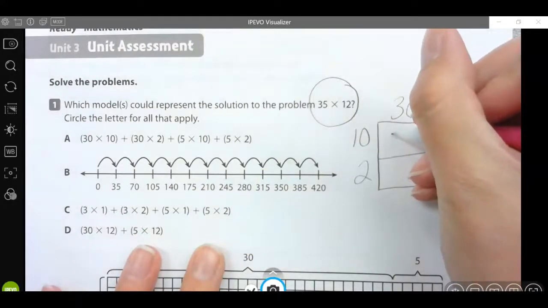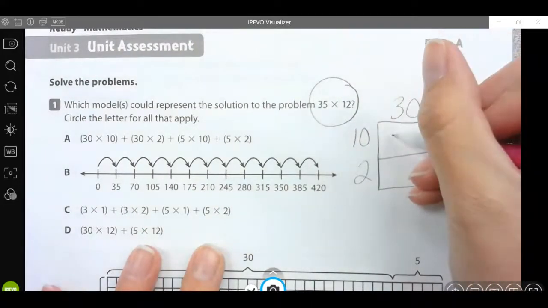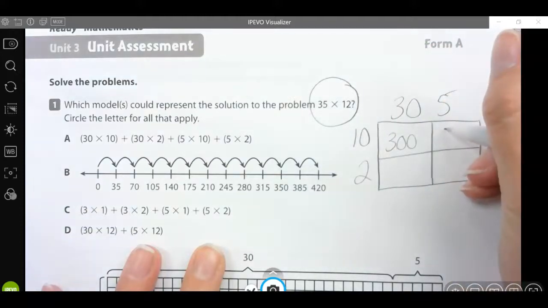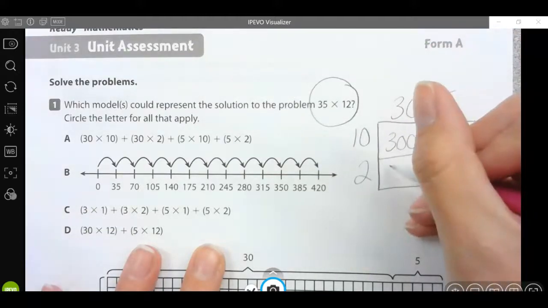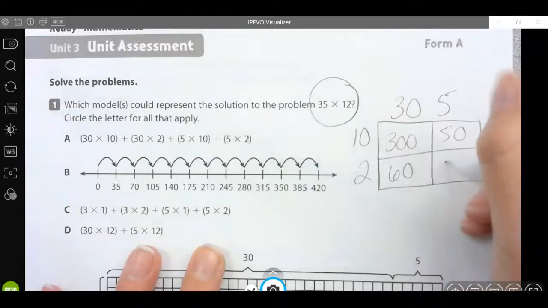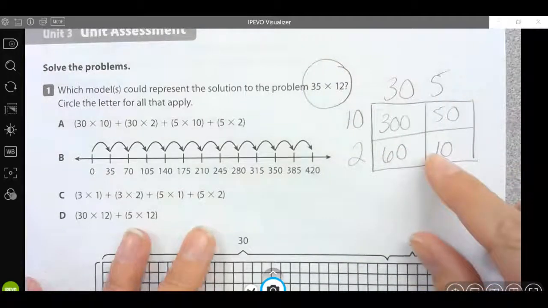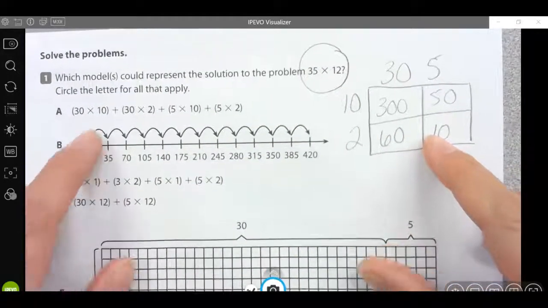60, 350, and 10. Wait, hold on. What goes here? 300. 300. 50. Okay. 60. And 10. Okay. So let's go through each one and see what we have.